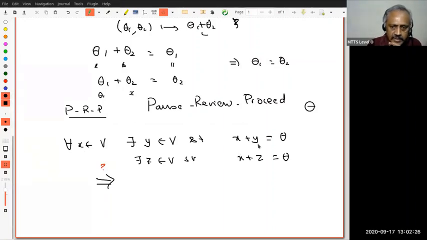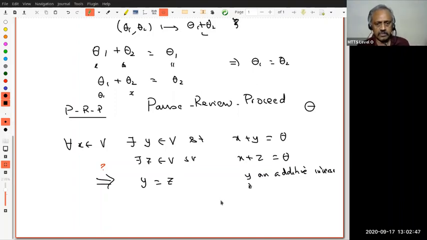This y is called an additive inverse. For addition, it is the inverse operation. It produces the zero vector. Okay, y and z are called additive inverses. Now, what I want to say is they are unique. That means I want to prove y equals z. Is that clear? Okay. Now, how do I prove that?